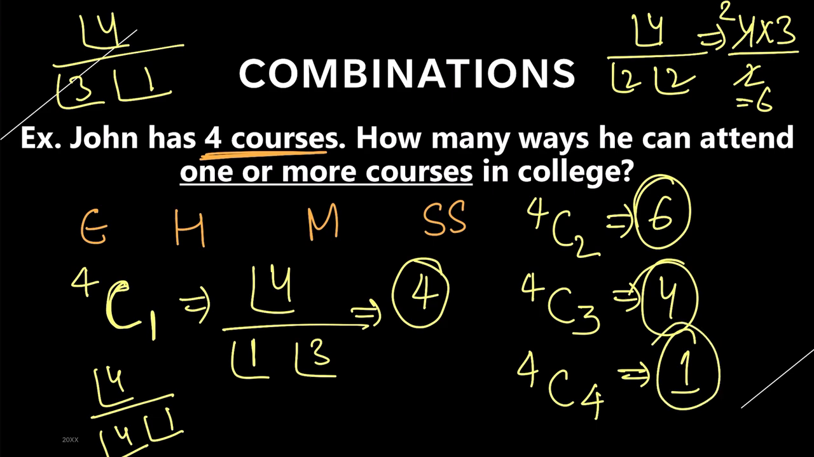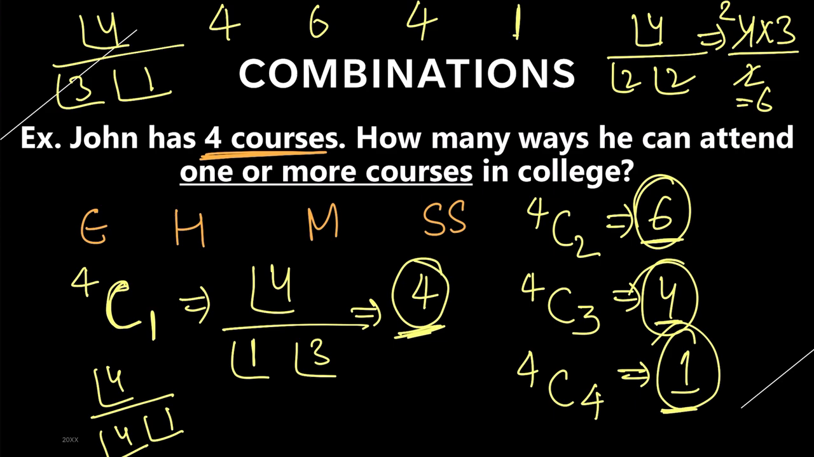He can choose one course, so that is 4 ways possible. He can choose two courses, so 6 ways are possible. He can choose three courses, 4 ways are possible. He can choose all the four courses, that is one way possible. So again, he can attend the college in 6 ways, 4 ways, 4 ways, and one way.